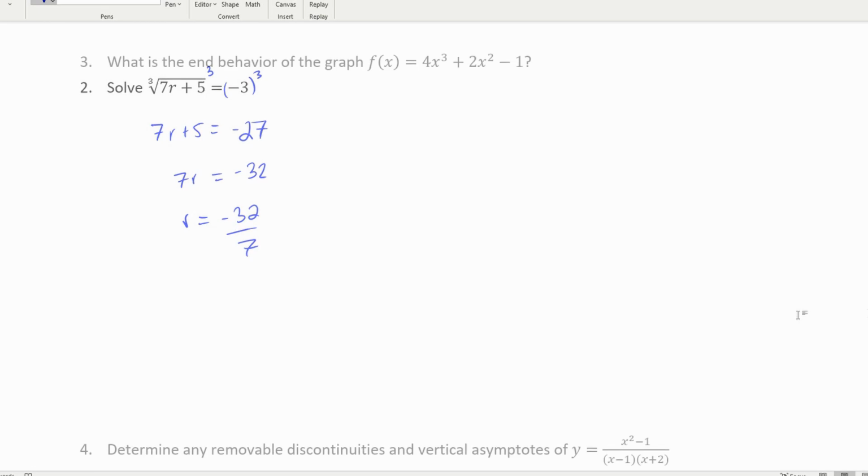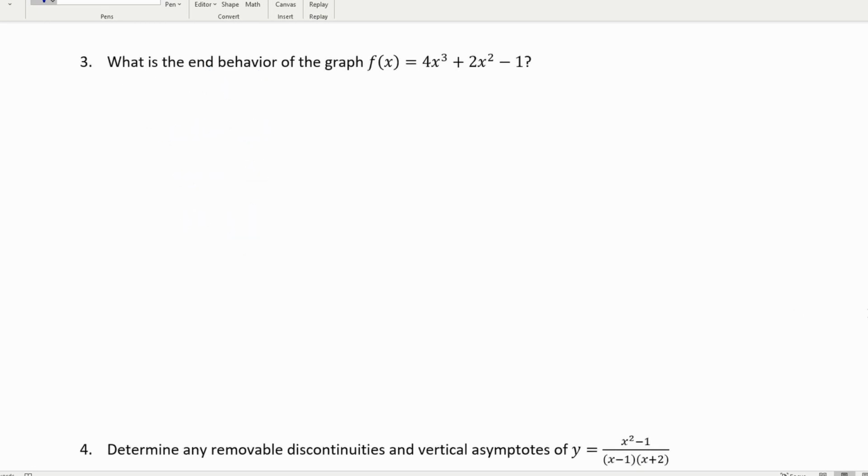Moving on to question 3, what is the end behavior of the graph here? End behavior, we're going to be looking at a couple things. First is that leading coefficient, and the second thing we're going to look at is that exponent here. We want to know, is the leading coefficient positive or negative? We have a positive leading coefficient. And for the exponent, we want to know if it's even or odd. This one is odd. So something that has a positive leading coefficient and odd exponent is just a basic cubic function.